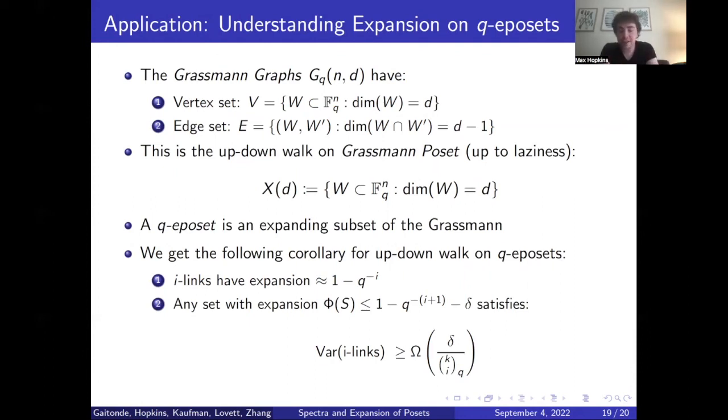And our theorem basically implies the following characterization of expansion on the Grassmann, on these up-down walks on q-posets, on sparsifications of the Grassmann graphs. We prove that i-links have expansion almost exactly 1 minus q to the negative i, just like the Grassmann. And moreover, any set that has an expansion much worse than 1 minus q to the negative i plus 1 has to have high variance across links, where high variance here means that if you're worse than this by delta, your variance must be at least delta over k choose i times q. So notice that when k is fixed, this gives you a nice characterization, but when k goes to infinity, this is maybe not so helpful, right? It's telling you as k goes to infinity that the variance is a little bit more than 0 in some little o of 1 way.